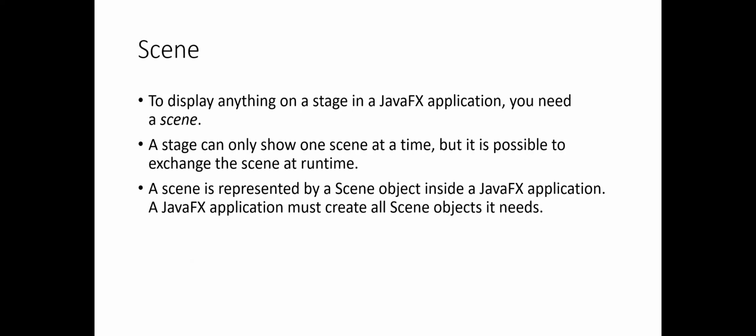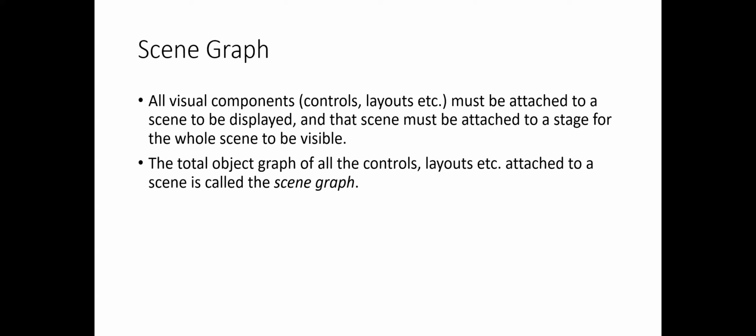Then comes the scene. To display anything on the stage, you need a scene. A stage can only show one scene at a time, but it's possible to exchange scenes during runtime. A scene is also represented by a JavaFX object. A JavaFX application must create all scene objects it needs. Scene graph is more or less like a layout in which you can put a lot of graphical user interface items. The total object graph of all the controls, layouts attached to a scene is pretty much called your scene graph.